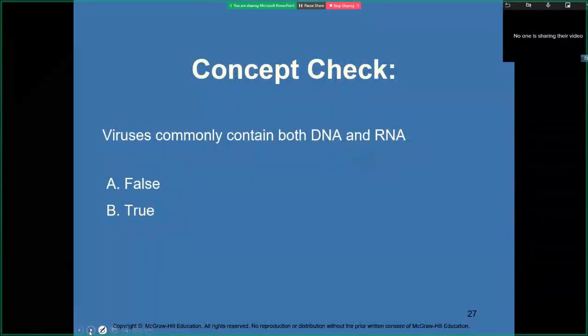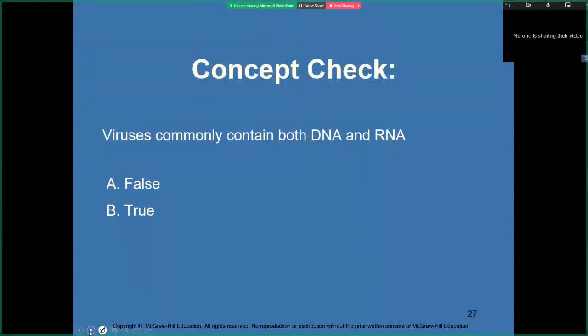All right, so then we have this concept question. Viruses commonly contain DNA or RNA. Is that false? Is that true? It says DNA and RNA. Careful. Can a virus contain both at once? There is no. If we substituted the and in here for an or, if we plugged an or in there, that would make it true.